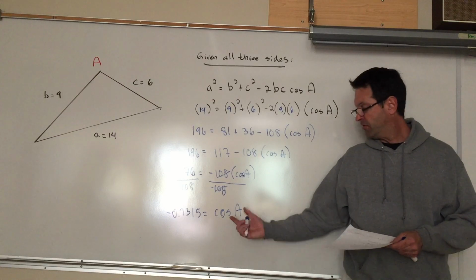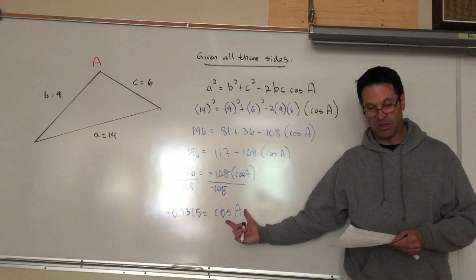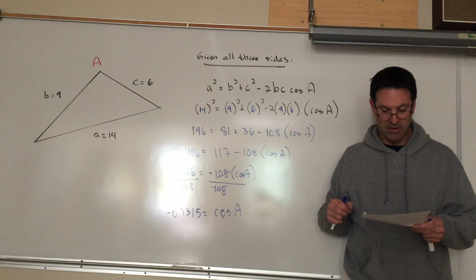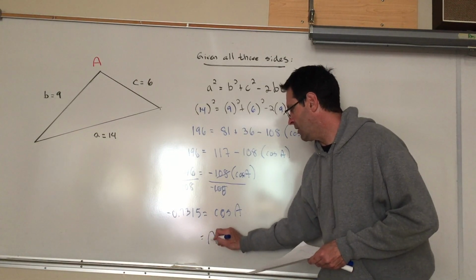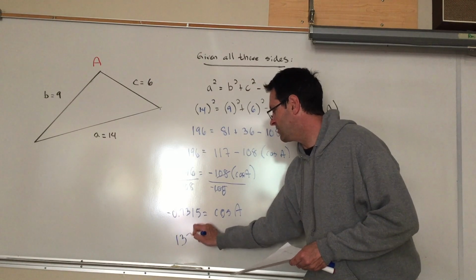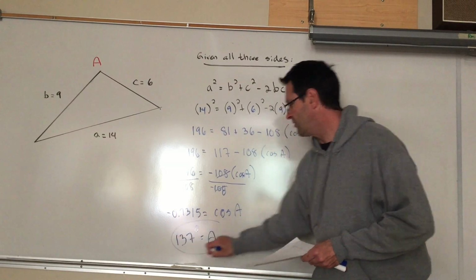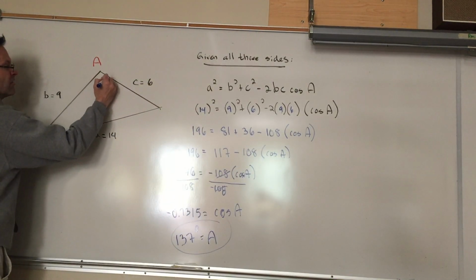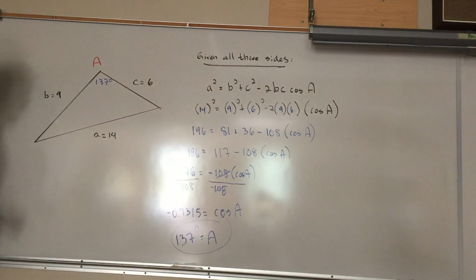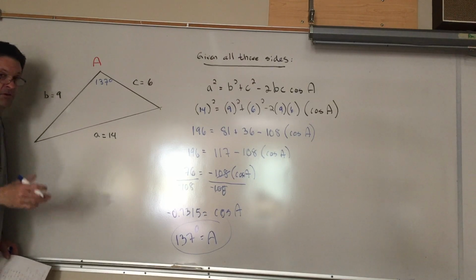Good, now I've solved for cosine A. We can use the second function cosine on your calculator, and we find out that angle A works out to 137 degrees. 137 degrees, that's what I've got here. Angle A, 137 degrees. We solve for the rest of the triangle using the sine law.